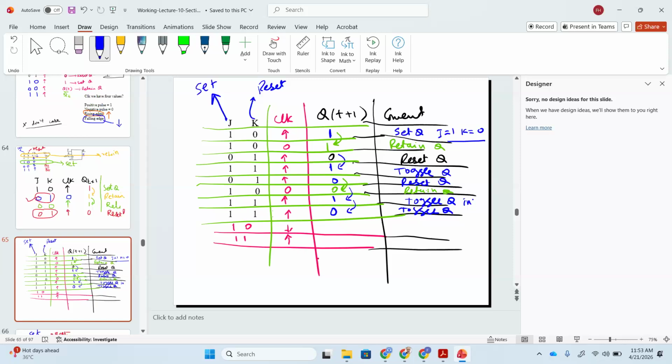Got it? So okay, now if you have 1 0 and there is a falling edge, what will happen? Anyone may answer. Zero still. Yes, very good. So it will retain its previous value.